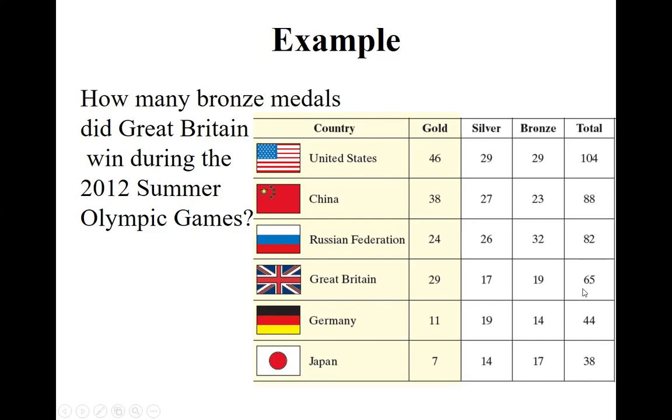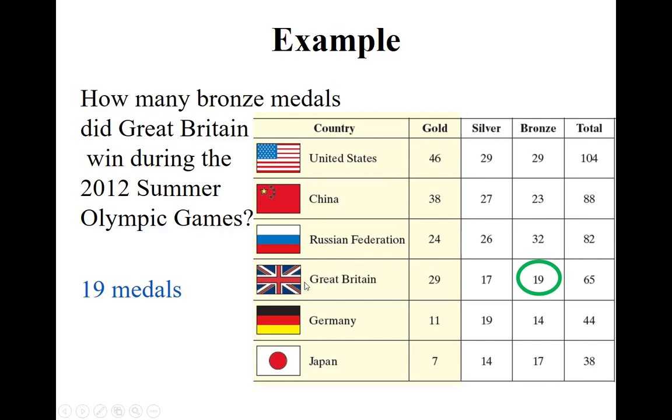Rows are written left to right, columns are written up and down. And where those two intersect, just like if we wanted D3 in Battleship, Great Britain bronze gives us this cell here with 19. So Great Britain won 19 bronze medals during the 2012 Summer Olympic Games.